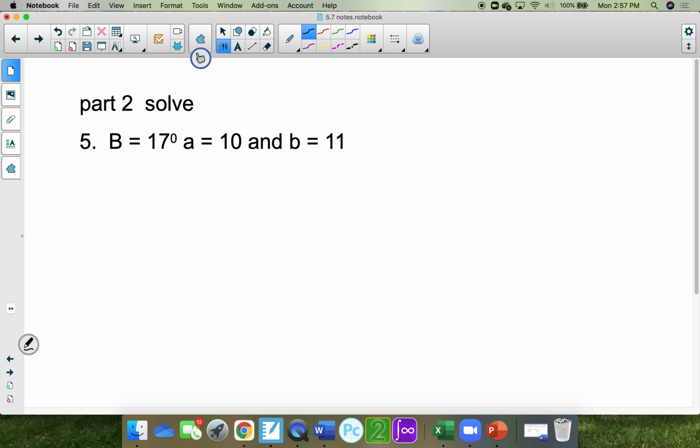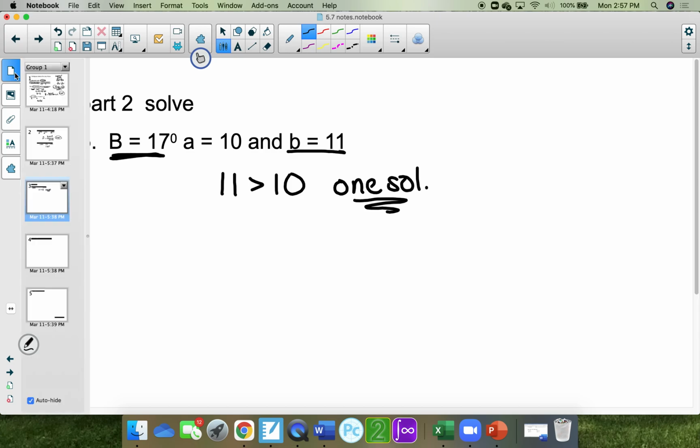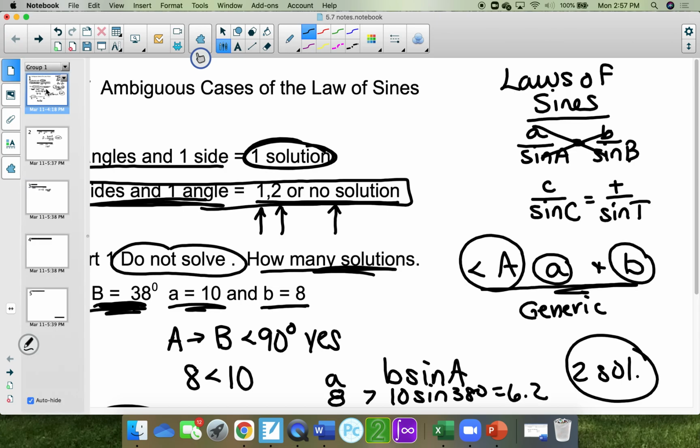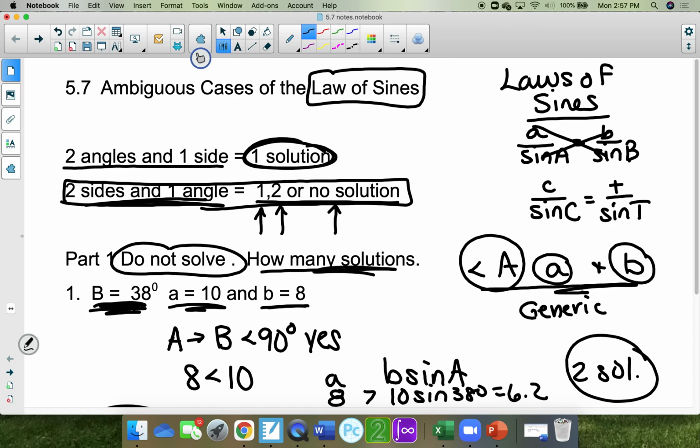Angle A is less than 90, and A is greater than B, so it's going to be one solution. 11 is greater than 10, so it's one solution. Once you get the one solution, you're just going to solve it by the law of sines. The title of this is still solving this by the law of sines.